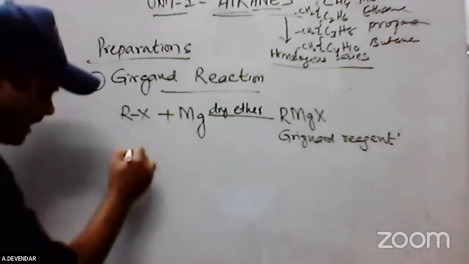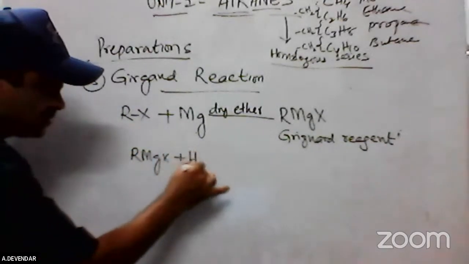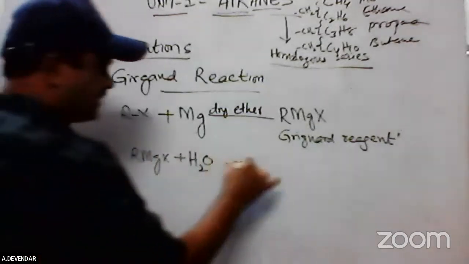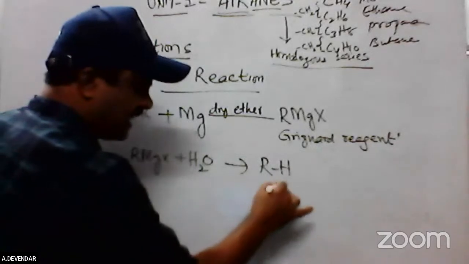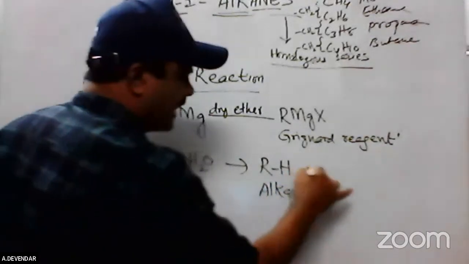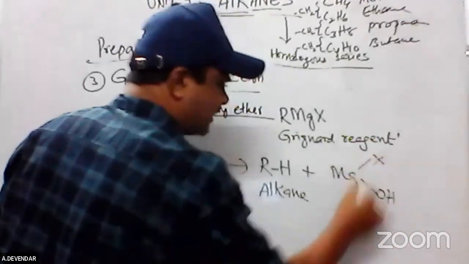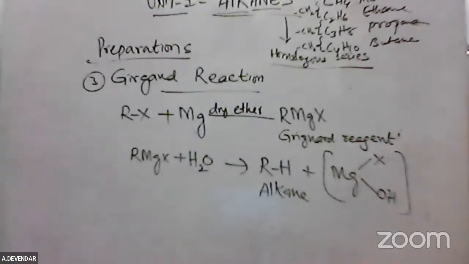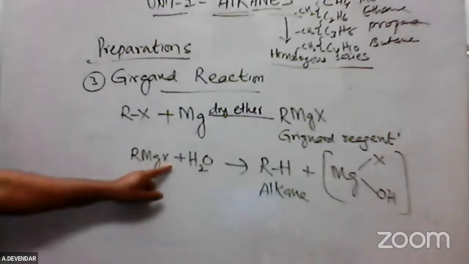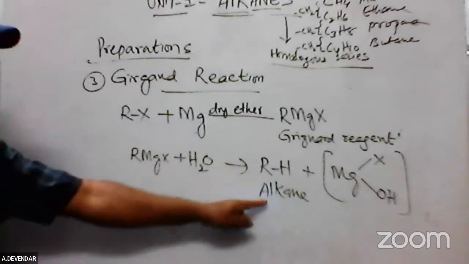RMgX. This RMgX Grignard reagent on hydrolysis, that means adding water, gives RH, which means alkane, and the byproduct magnesium hydroxide halide. This is the byproduct obtained, an unstable product. Mg X is there, OH is there, and H is added, so you get alkane.